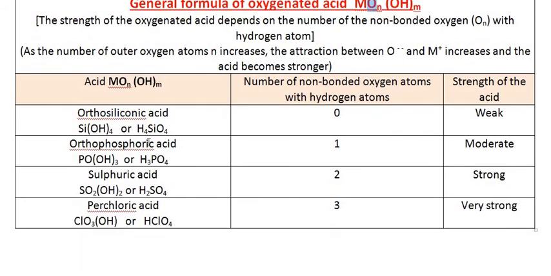For example, say ortho-silicic acid, H4SiO4. Four hydrogen atoms are linked with four oxygen atoms in this way. There is no free oxygen here. So this acid is weak. Why? Because there is no free oxygen. All oxygens are combined or linked to hydrogen. So this acid is very weak.